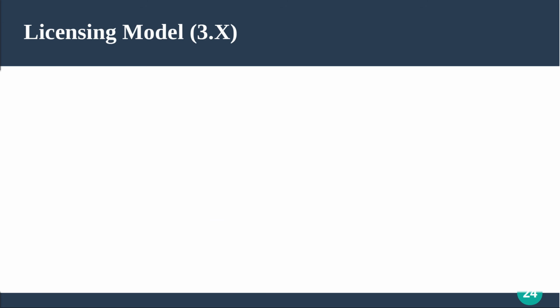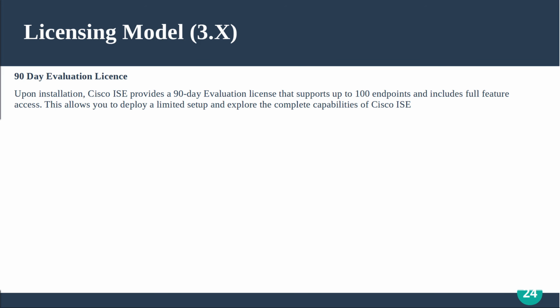Now let's look at the licensing model, in particular for 3.x. In addition to licenses for network access control, separate licenses are required for device administration and for deploying Cisco ISE on virtual machines. Now let's look at the 90-day license. Upon installation, Cisco ISE provides a 90-day license that supports up to 100 endpoints and includes full feature access. This allows you to deploy a limited setup and explore the complete capabilities of Cisco ISE.